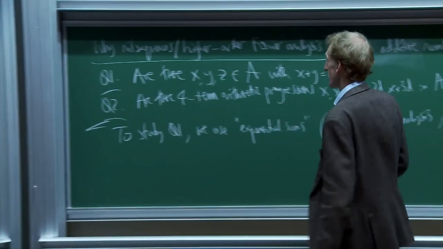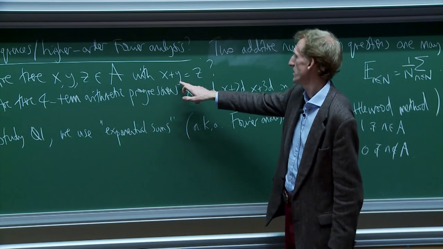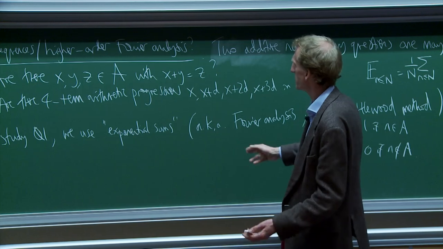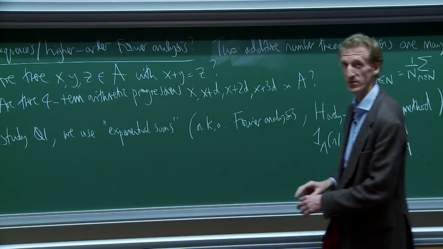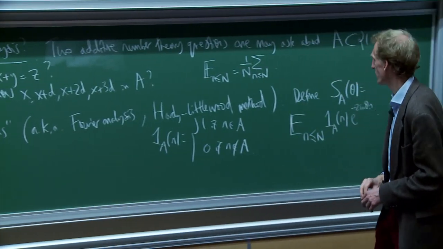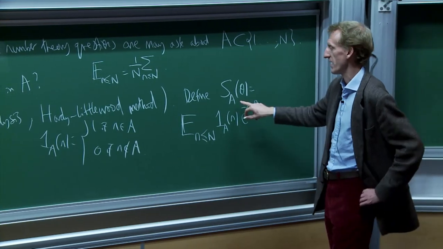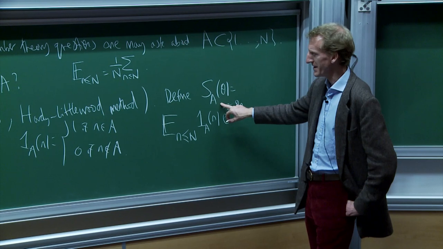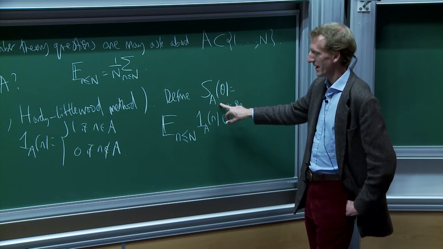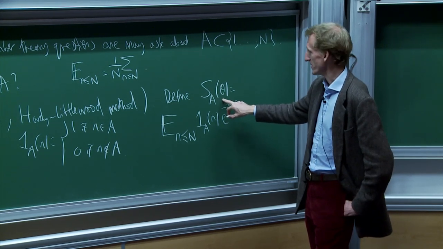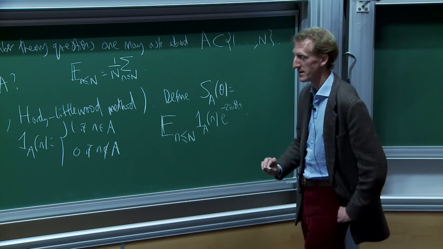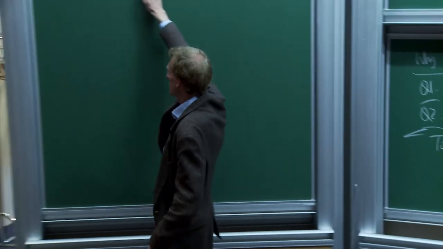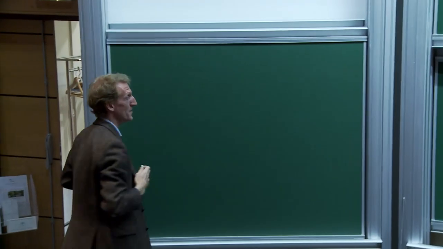So if you want to compare how many solutions, if you've got two different sets, A and B, let's compare how many solutions to x plus y equals z they have. It turns out that all you need to do is compare their exponential sums. Now, in a sense, that's a trivial statement because the exponential sum determines the set. But I mean it slightly differently.